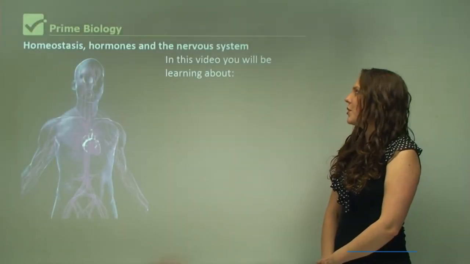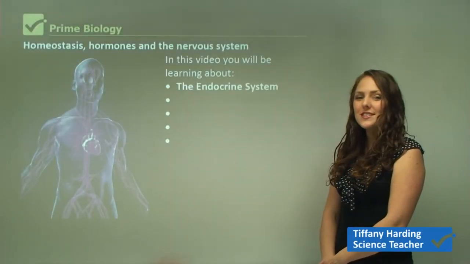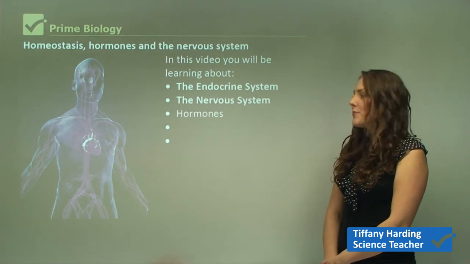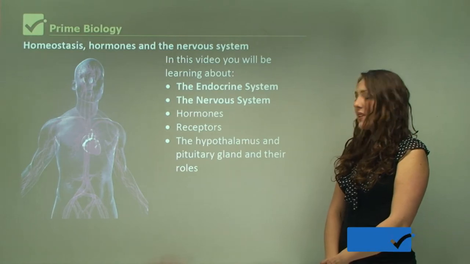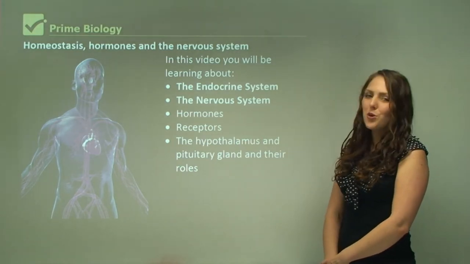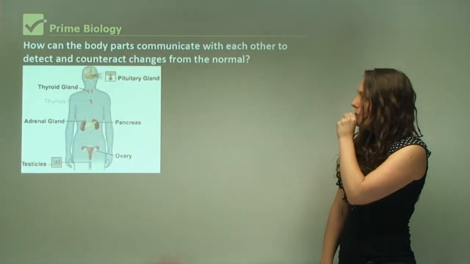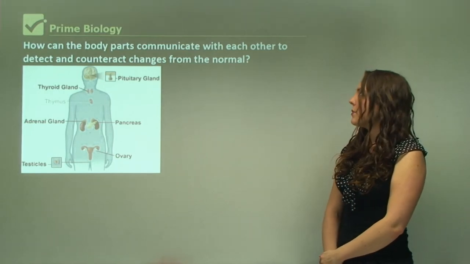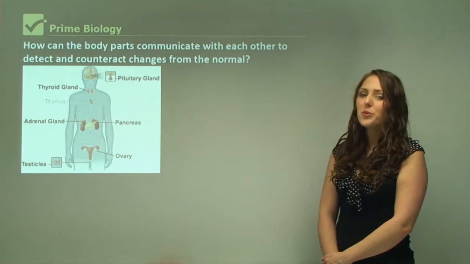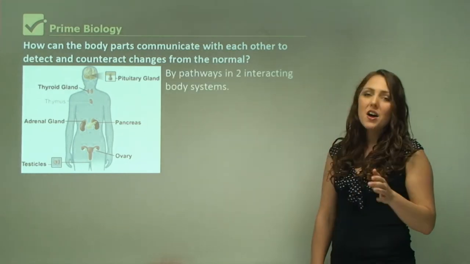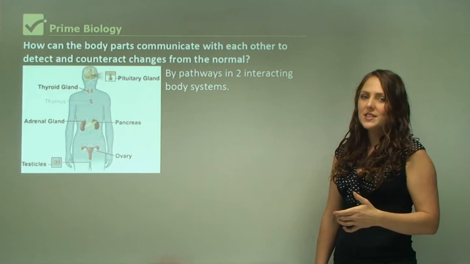In this module, we're going to be learning about the endocrine system, the nervous system, hormones, receptors, and the hypothalamus and pituitary gland and their roles. How can the body parts communicate with each other to detect and counteract changes from the normal? So by pathways in two interacting body systems.